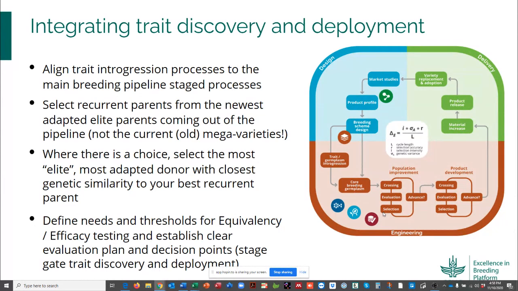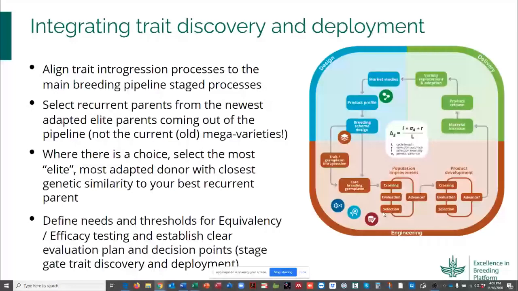So one example would be the selection of recurrent parents that we might want to conduct. We don't necessarily want to go back to the oldest mega varieties that are out there. Yes, those materials are very successful, but when we consider the time involved in the development of this new germplasm, we should be trying to tackle the most elite materials coming out of the main breeding pipeline that Eduardo spoke to. So those initial things coming out should be the materials that we're using as recurrent parents, so that after the 3, 4, 5 years of trait discovery and deployment activities, that is still relatively elite to plug in to the rest of those breeding pipelines.